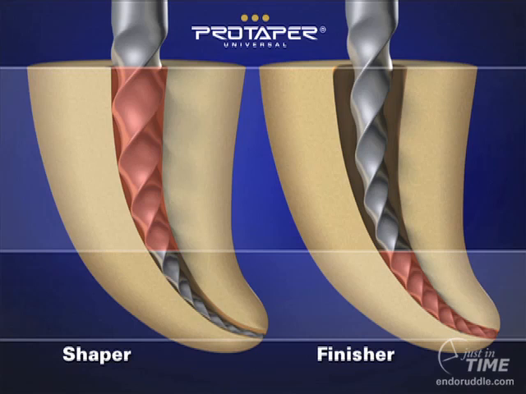So shapers have increasing percentage tapers over the length of a single blade. Finishers have decreasing percentage tapers over a single blade. Together, finishers and shapers deliver a uniform taper over the finished preparation.